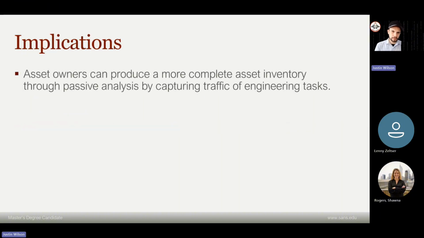So what are the implications of this finding? Well, it means that asset owners can produce a more complete asset inventory by performing routine engineering tasks. Likely at some point throughout the quarter, month, year, your engineers are going to need to connect to the PLCs, do updates, maybe do a backup. And so if you can make sure that this traffic is captured, you're going to get a lot more asset details than you would by just capturing the cyclical traffic, which may be all that exists during normal operations.